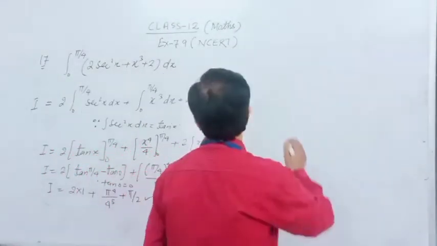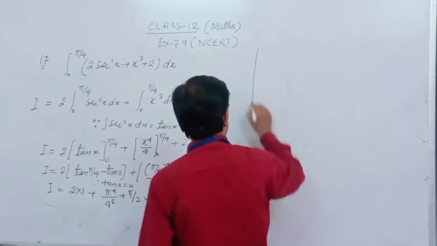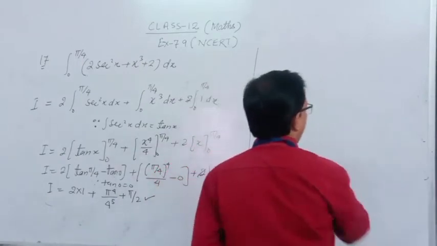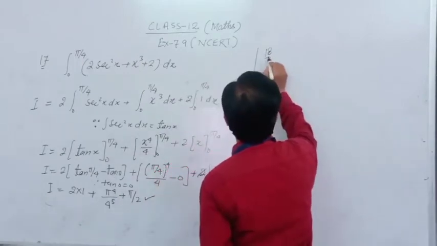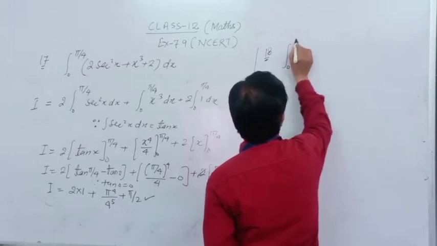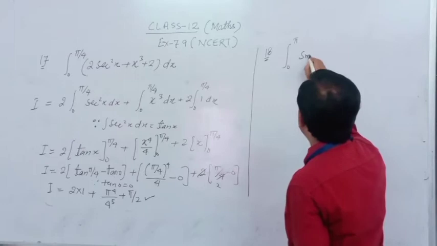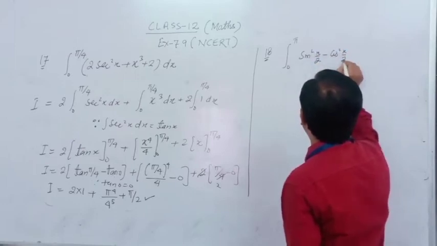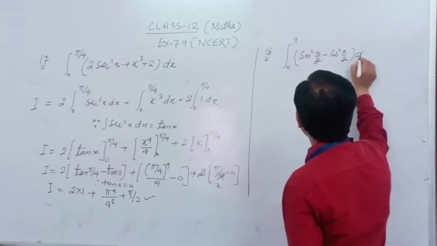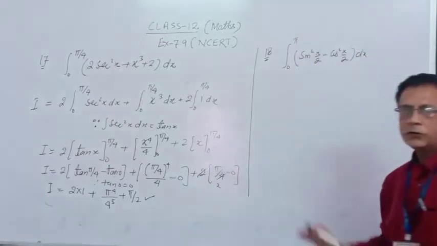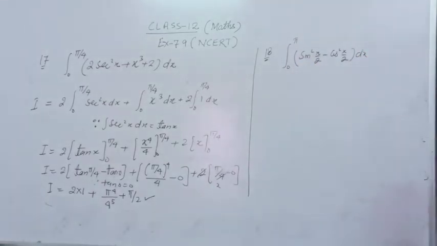Okay, now here we write another question, and this is question number 18 of your NCERT. The question is the integral from 0 to pi of sin square x by 2 minus cos square x by 2 dx. This is another very good question.